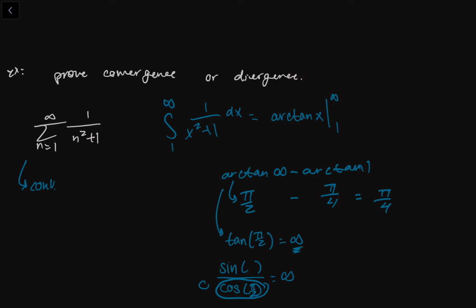Same thing with arctan of 1. We want sine of something over cosine of something to equal 1. Is there anywhere on the unit circle where sine of that angle and cosine of that angle are equal to 1?